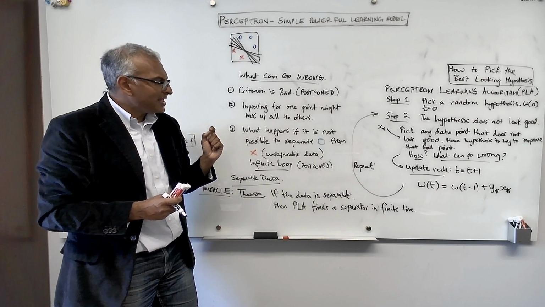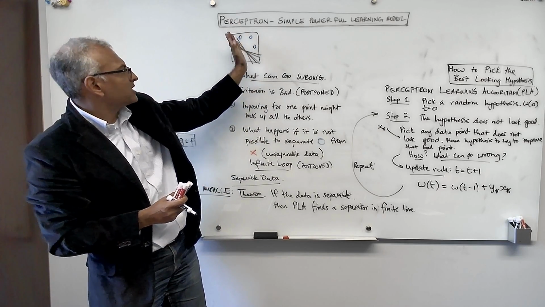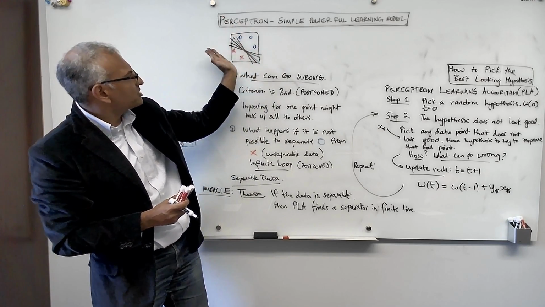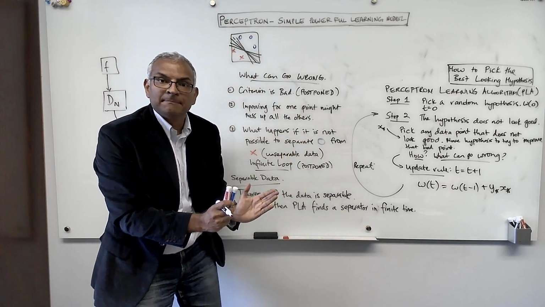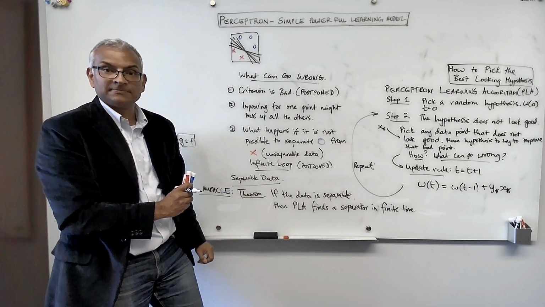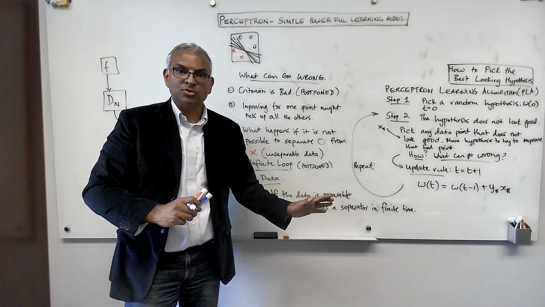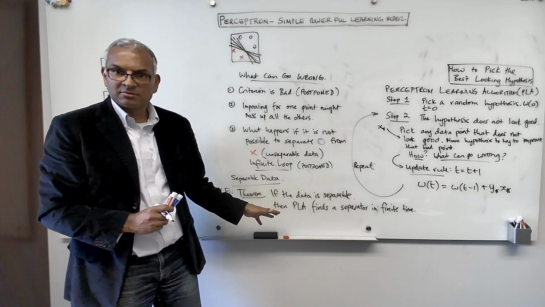And so we have managed to find an algorithm that can find a unique hypothesis that separates blue from red from among infinitely many. That's a miracle that it can do that. So let me show you an example of this theorem in action.